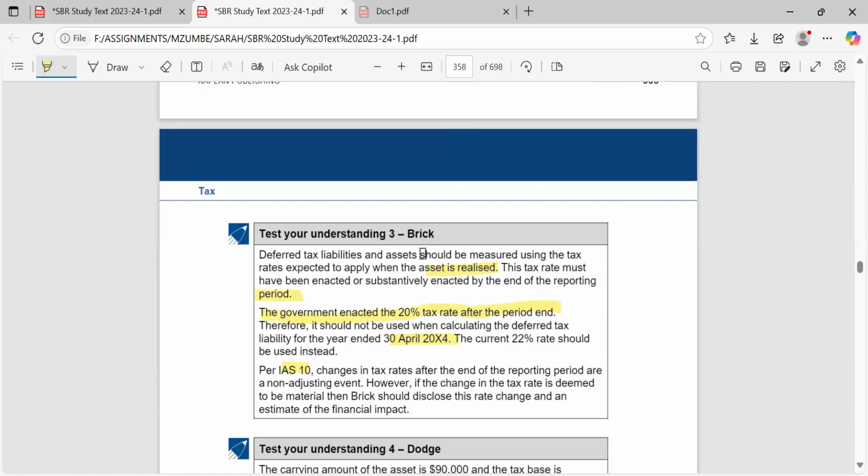So dealing with that, we say that changes in tax rate after the end of the reporting date. You know, we have adjusting and non-adjusting events, right, in IAS 10? And so changes in tax rate that occur after the end of the reporting period are usually non-adjusting events, right? However, if the change in the tax rate is deemed to be material, it could then be disclosed, right? That this change would happen at a certain time, and an estimate of the financial impact that it would have. Yes, so it's just that way.